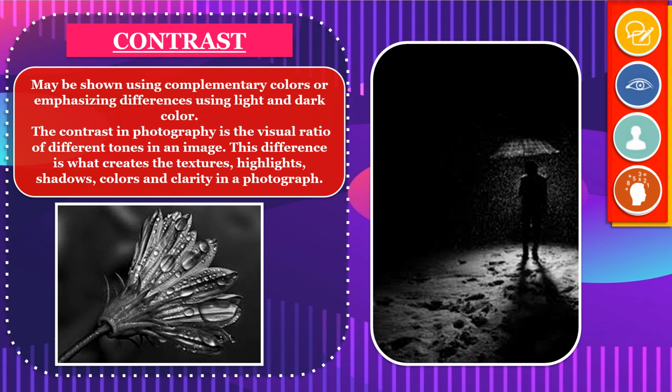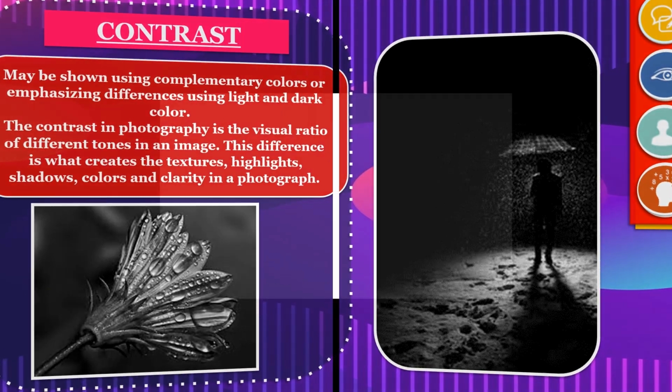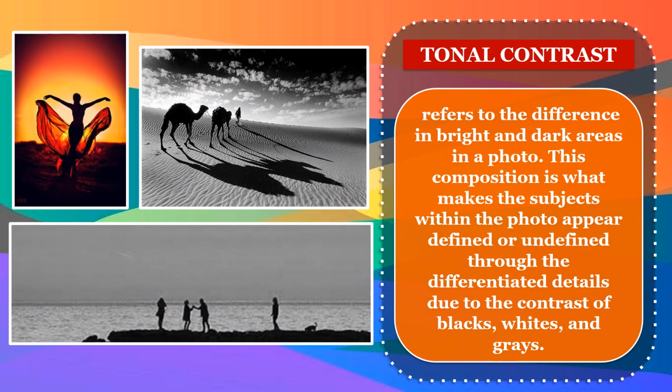Contrast may be shown using complementary colors or emphasizing differences using light and dark color. The contrast in photography is the visual ratio of different tones in an image. This difference is what creates the textures, highlights, shadows, colors, and clarity in a photograph. Tonal contrast refers to the difference in bright and dark areas in a photo. This composition is what makes the subjects within the photo appear defined or undefined through the differentiated details due to the contrast of blacks, whites, and grays.